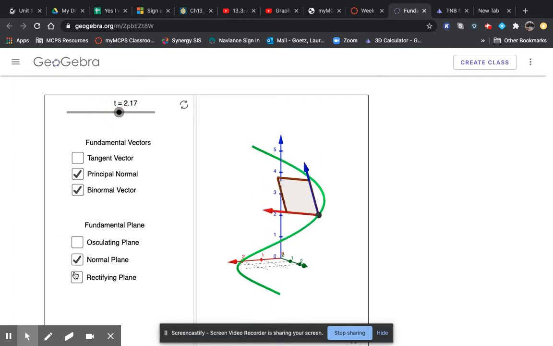The rectifying plane has the tangent vector and the binormal. Right, it kind of moves along with the curve, I would say, as opposed to tangentially.